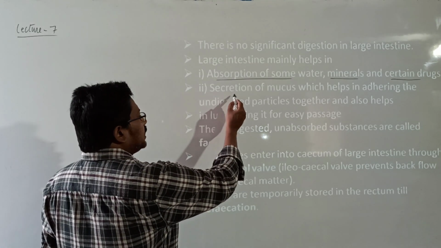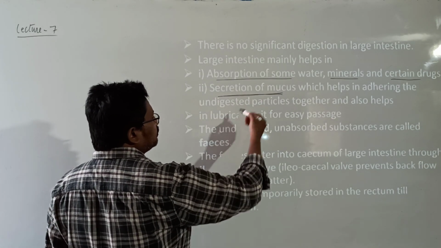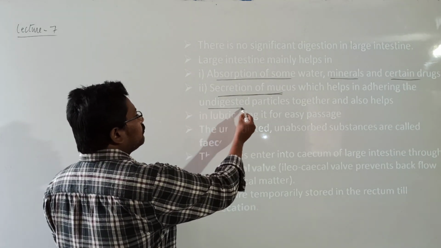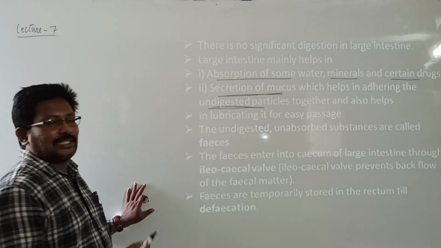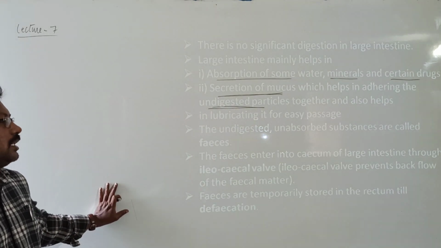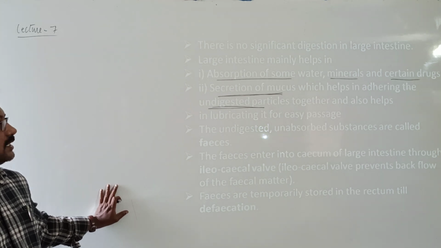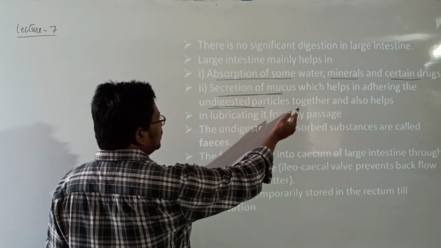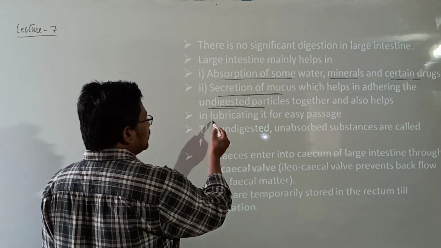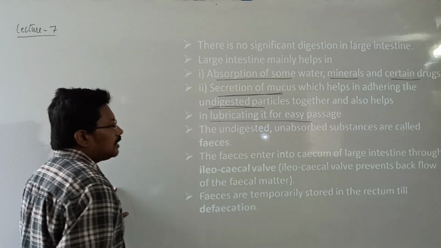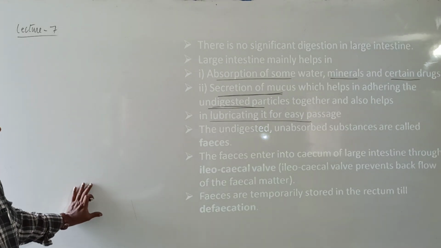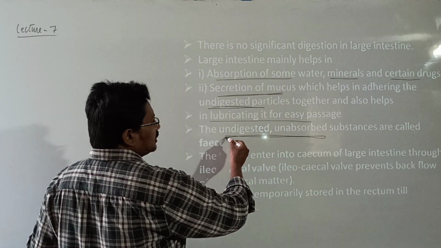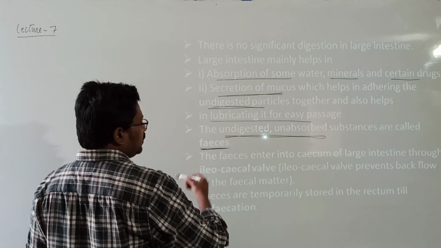And the secretion of mucus from these mucus glands will help in adhering the undigested food particles together, and it helps in the formation of feces, right? It also helps in lubricating the passage of that feces. Then the undigested and unabsorbed substances are what we call feces.